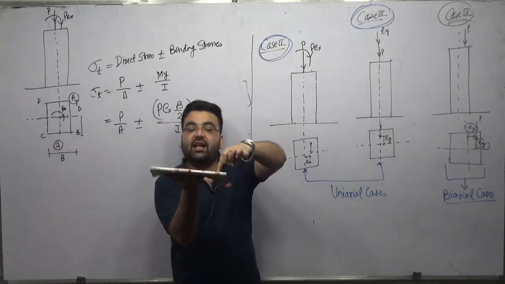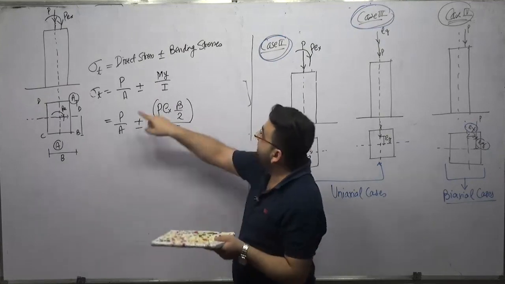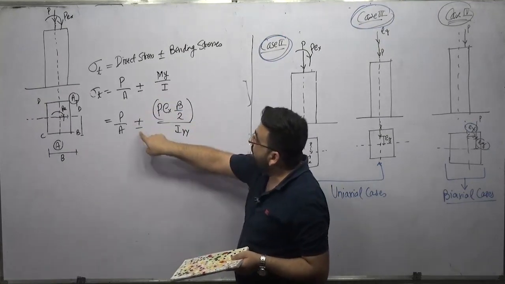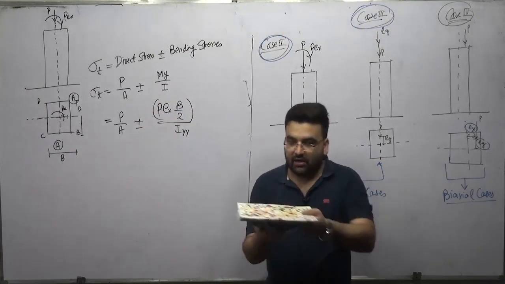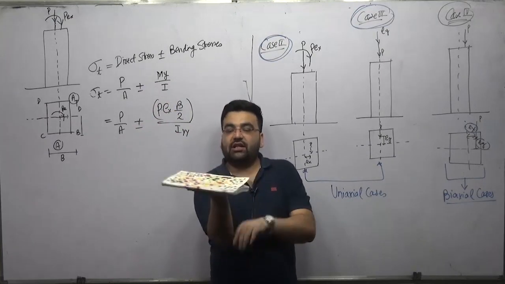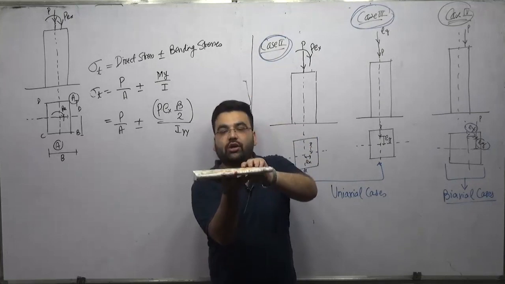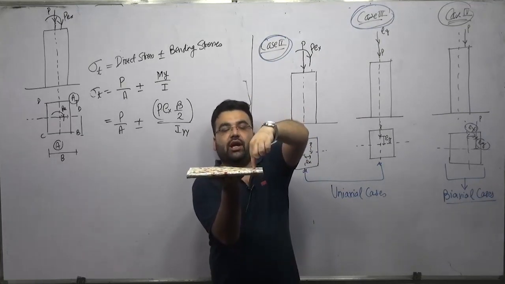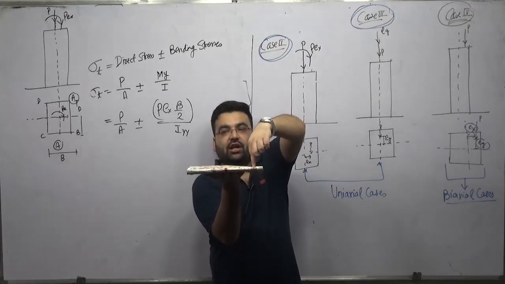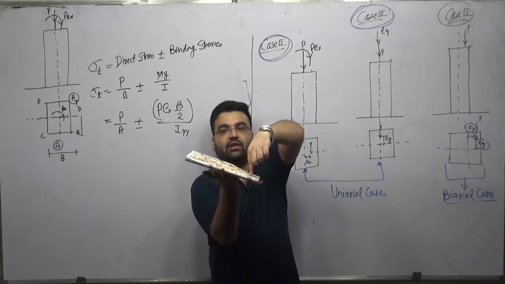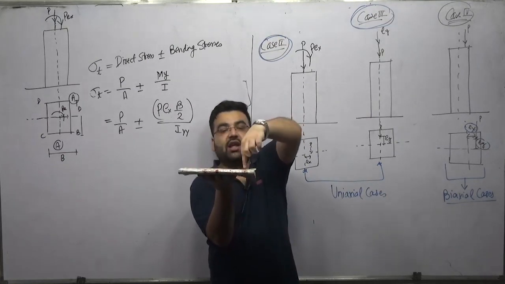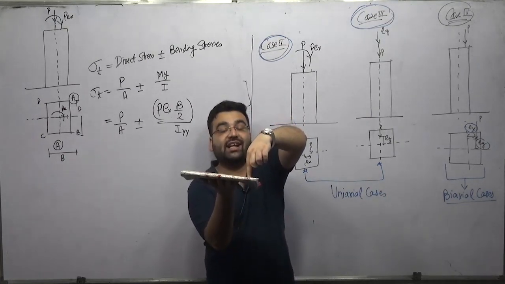So I will say that if it is compression, it is positive, and for tension it will be negative. Again, I am repeating, this is the top view of the column. We have a rectangular column, let us say. If I am applying some load here, if I am pushing it, then these two ends will lift, and these two ends are getting compressed.